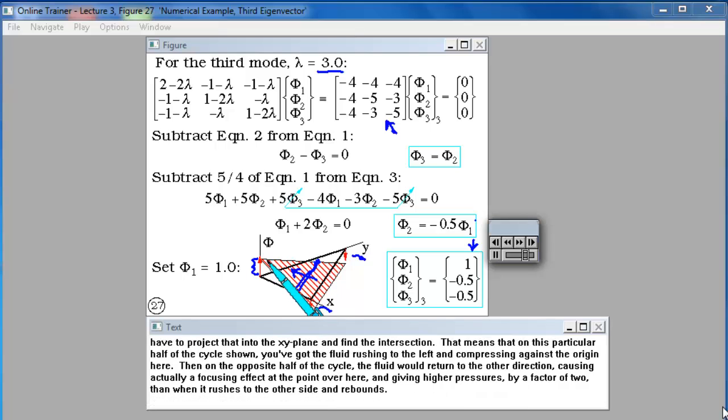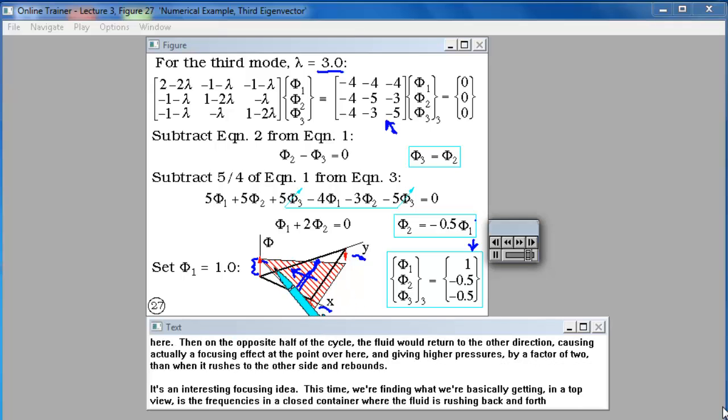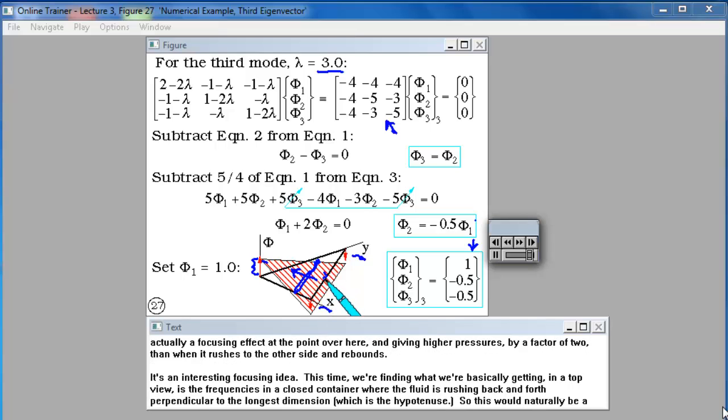origin here. And then on the opposite half of the cycle, the fluid would return to the other direction, causing actually a focusing effect at the point over here and giving higher pressures by a factor of 2 than when it rushes to the other side and rebounds. So it's an interesting focusing idea.